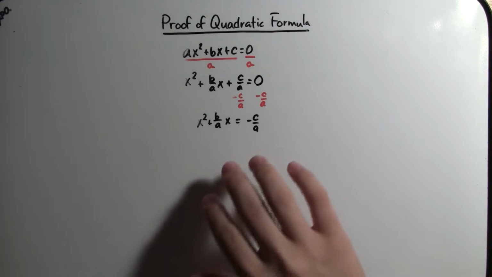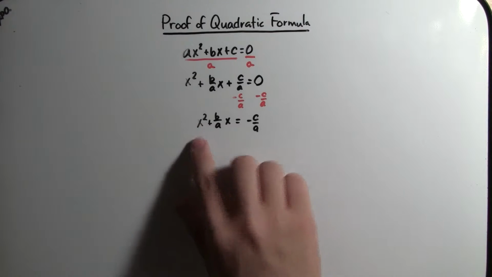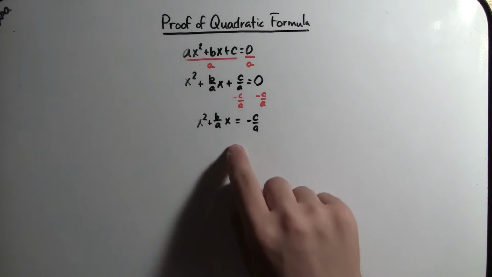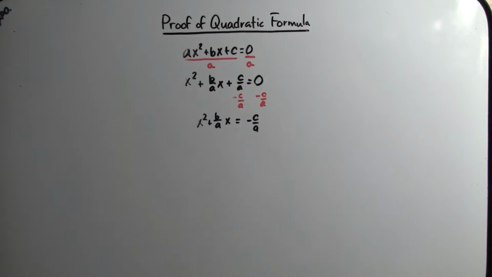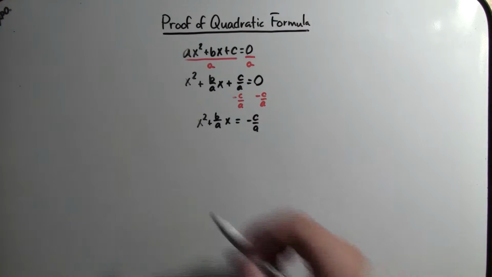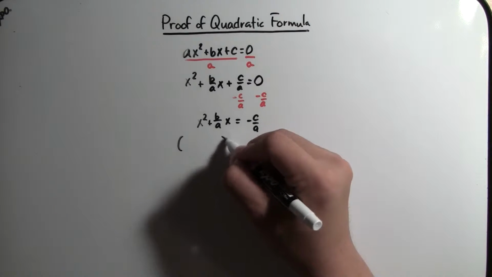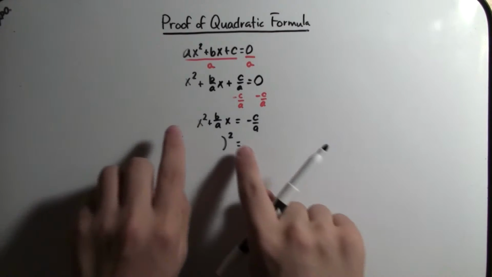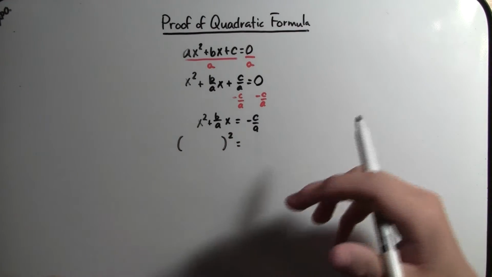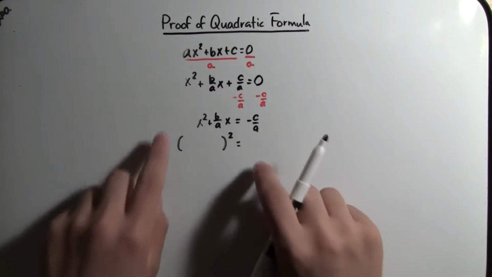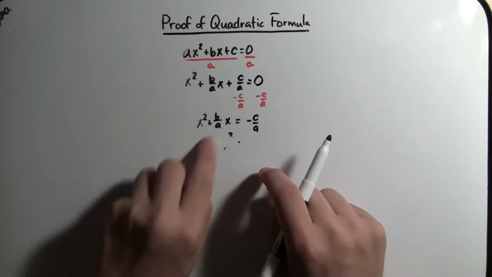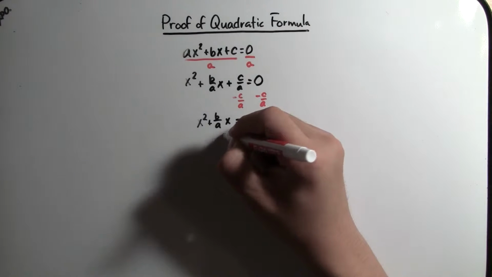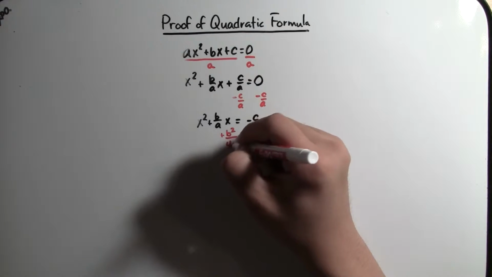And realize that now we have an expression on the left-hand side, and we're setting that equal to a constant term. We're doing this because we want to complete the square. Completing the square is basically where you have something squared equals some constant. That's just what we're trying to do: manipulate this equation so that it looks like that. So what we can do is add b squared over 4a squared to both sides.